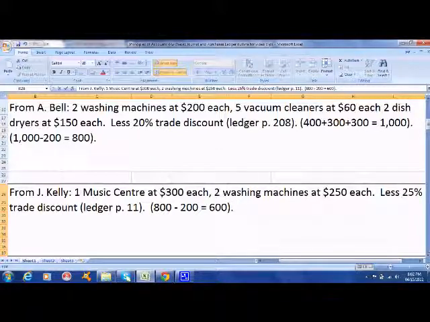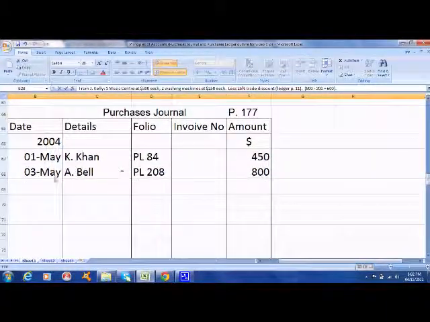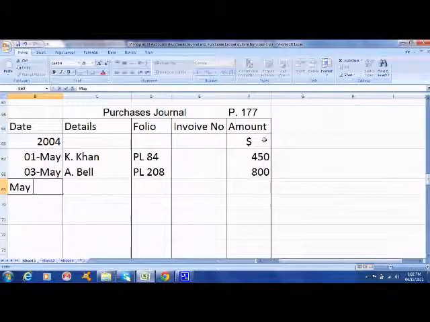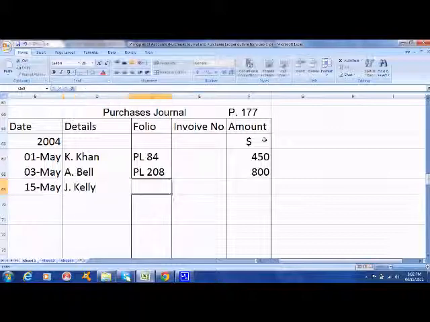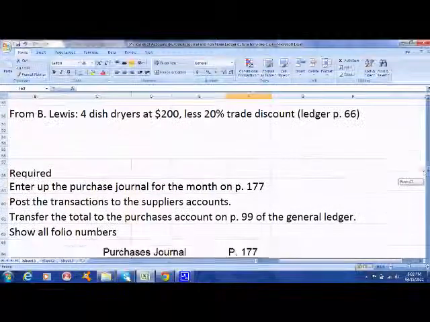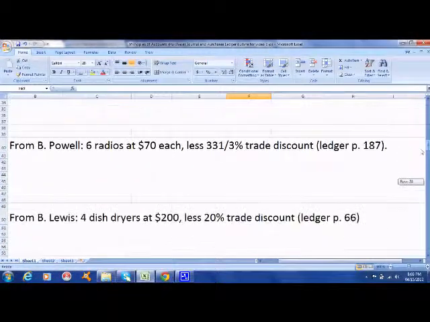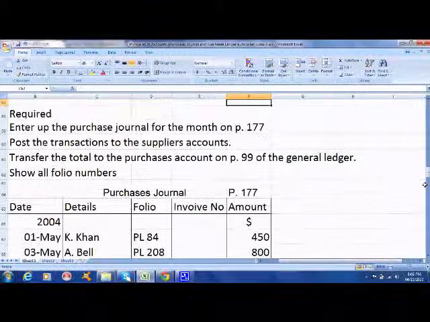Remember the page ledger number is page 11. So we're going to write PL11. The date is what? May what? Can anybody remind me? It is May 15th. The person is J. Kelly, right? Yes, the person is Mr. J. Kelly. Page ledger number 11, and the amount is what again? What's the amount, friends? The amount is 600. Alright, next we go up again.